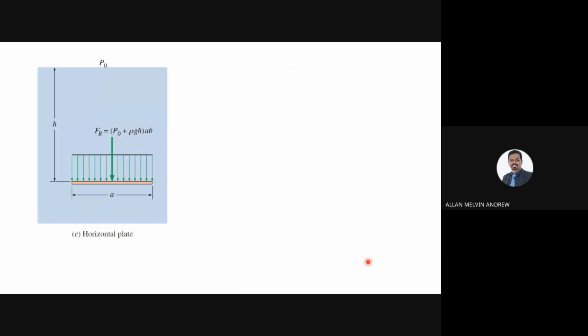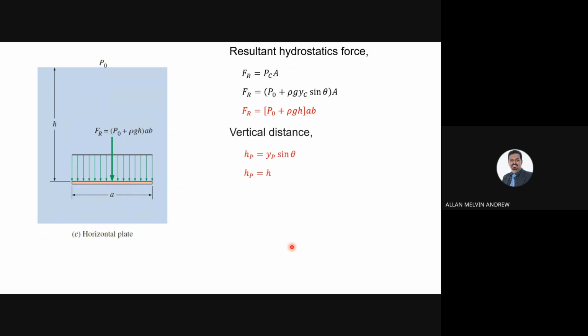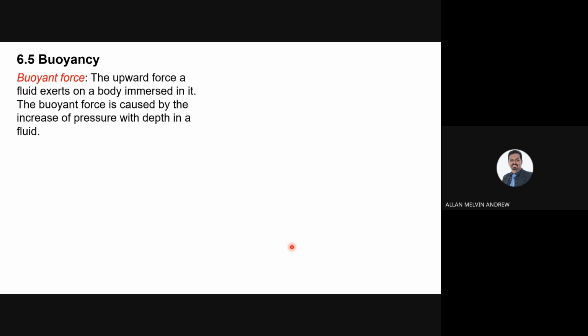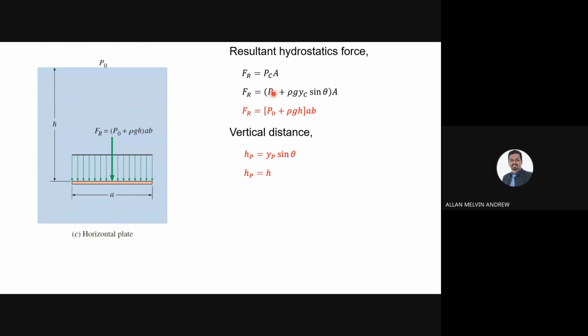Okay, then we can have a horizontal plane. A horizontal plane is much easier because the pressure will be equal, and the force we can see is at the center because that's the resultant force. The force is P0 plus rho gh times the area of the plate, AB. So you can see the formula is much simpler because it's more direct.